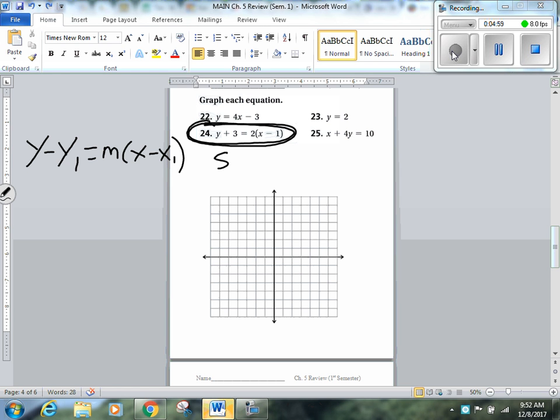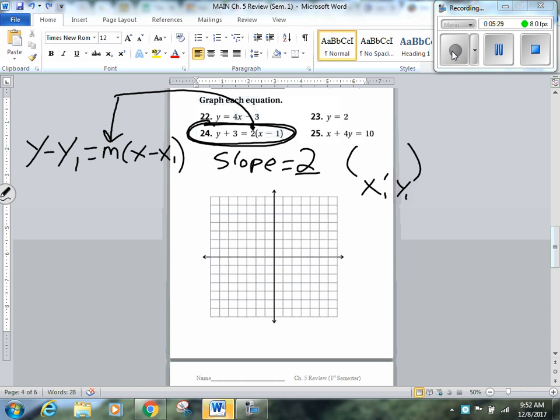I need a slope, and I need a set of ordered pairs, being x1, y1. So when I'm looking at my equation, I'm going to find out which one is my slope. m correlates to the 2 outside the parentheses, so that is my slope.